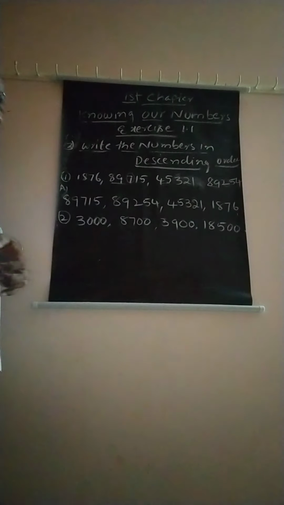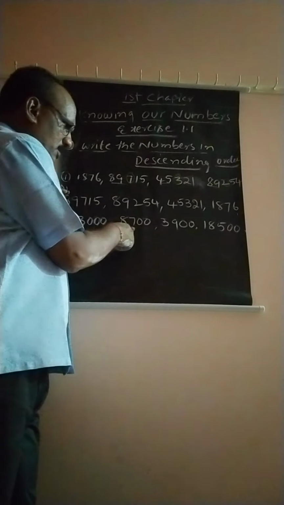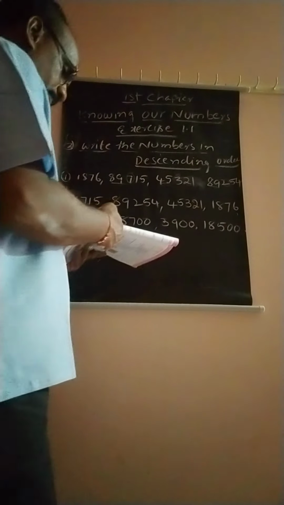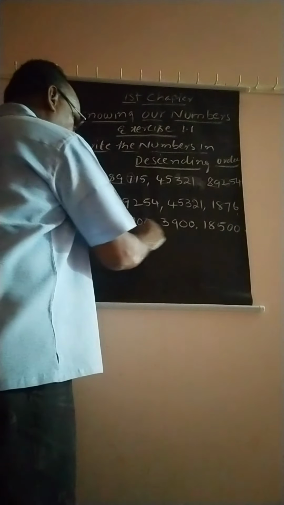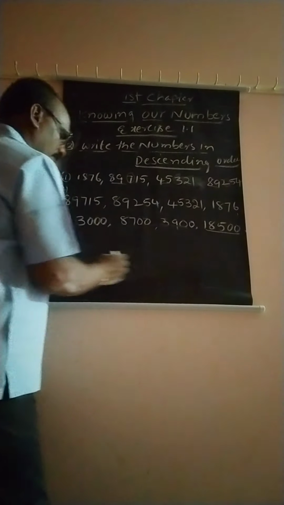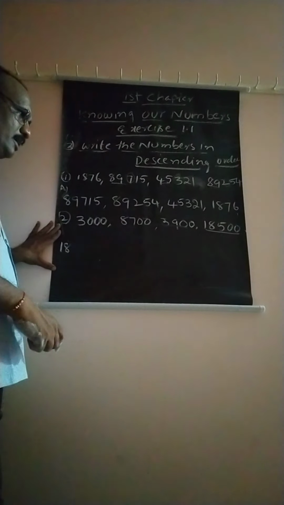Descending order is from big to small you want to write down. This is a 4-digit number, this is a 4-digit number, this is a 4-digit number, this is a 5-digit number. Once again the problem is 3 0 0, 8 7 0 0, 3 9 0 0, 1 8 5 0 0. These are all 4-digit numbers, this is a 5-digit number. So which one is the bigger one? This one. In descending order, first you want to write the bigger one.